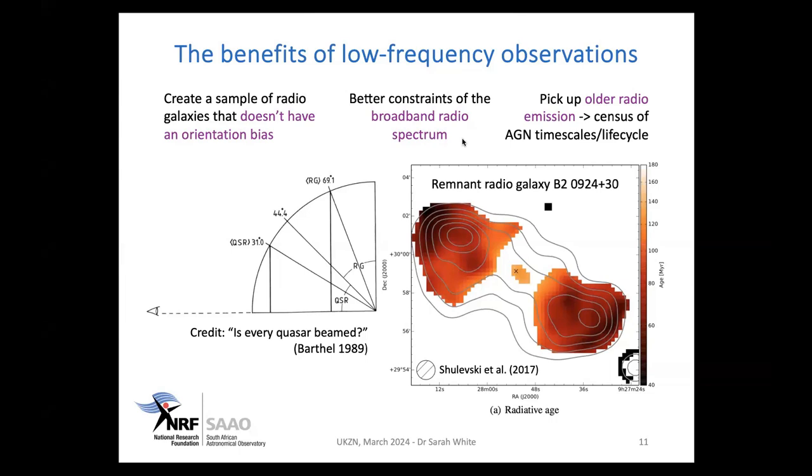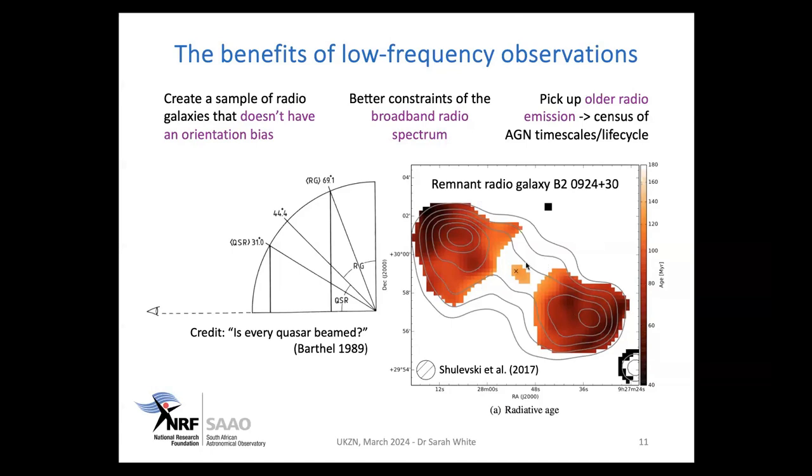Also, by constructing these broadband radio SEDs, we can get a better understanding of the physics taking place in these sources, which I'll come back to later. And also, selecting at low frequencies is important if we want to have a full picture of the different life cycles of these AGN. And that's because as radio emission ages, it moves to lower frequencies. And so we may find that we are actually detecting AGN that only show AGN activity signatures at the low frequencies, whereas there's no indication at other parts of the electromagnetic spectrum.